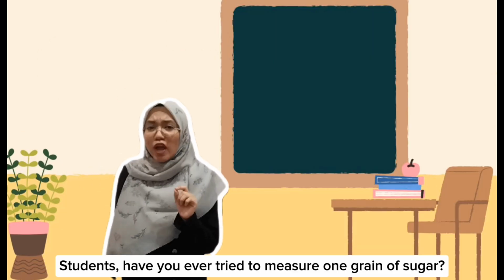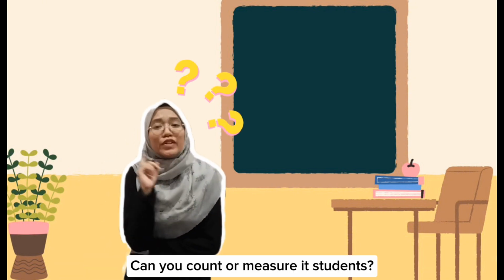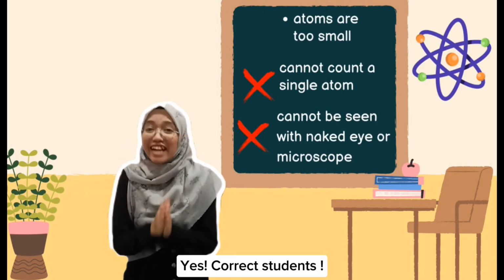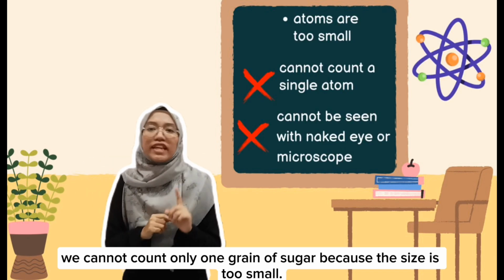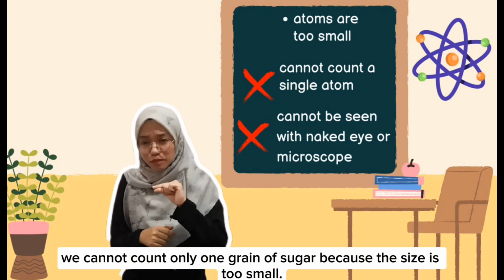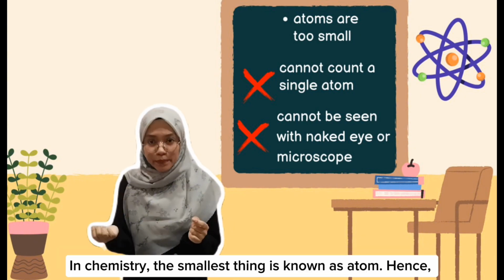Student, have you ever tried to measure 1 grain of sugar? Can you count or measure it, student? No! Yes, correct, student. Basically, we cannot count only 1 grain of sugar because the size is too small. In chemistry, the smallest thing is known as an atom.